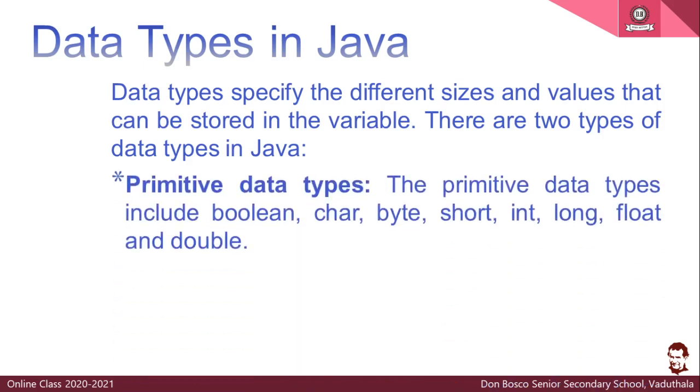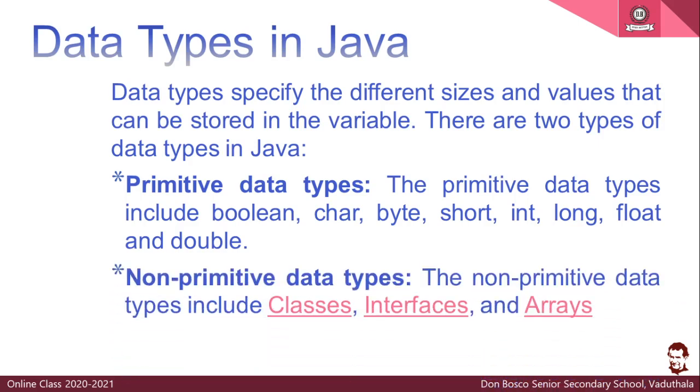First one, what is meant by primitive then? The primitive data types include boolean, character, byte, short, int, long, float and double. Kindly remember, only these 8 types are there that we learned earlier, and please revise once again. Remember these 8 data types. Okay, and what is the next data type? It will be non-primitive.